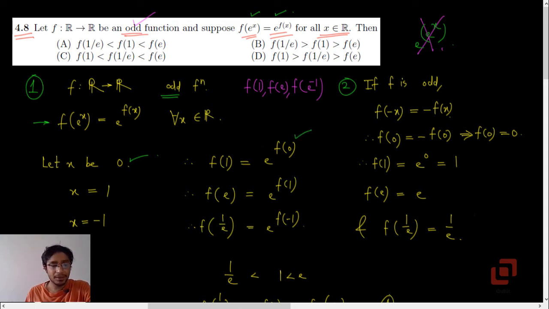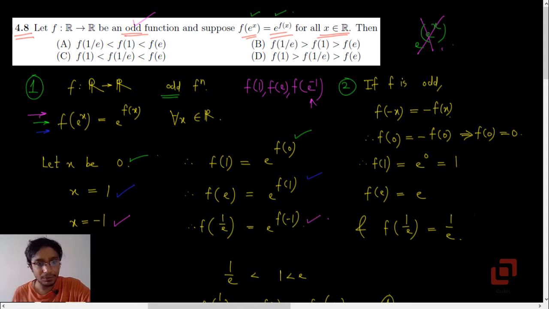Then I let x be 1. So if x is 1, then f of e became e to the power f of 1. Again, the same thing: if x is 1, LHS will be f of e, RHS will be e to the power f of 1. Last, I went for x equal to -1 because I knew that f of e to the power -1, or f of 1 upon e, is what we want. So again substitute x equal to -1 here. LHS will be f of 1 upon e, RHS will be f of -1.